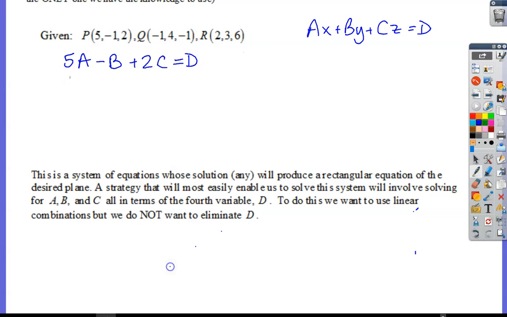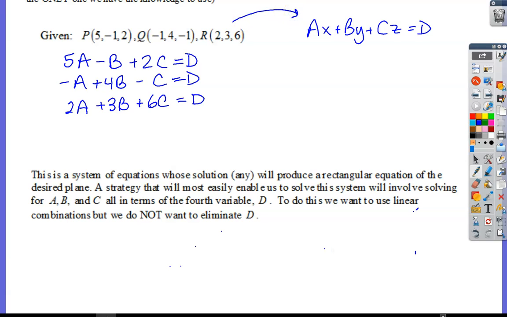For the second one, it gives me -1A plus 4B minus C equals D. And then the last point gives me 2A plus 3B plus 6C equals D. Again, I'm plugging in x, y, and z from each of these points. So I get these three equations, and I'm going to number them equation 1, 2, and 3, because I'm going to use them on the next page.